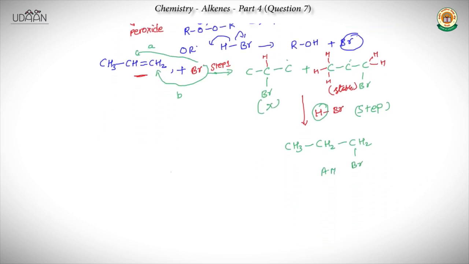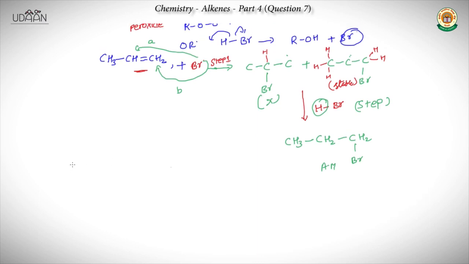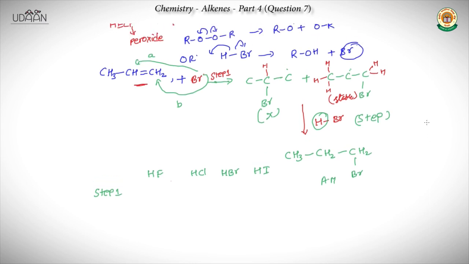Now, let's look into the data for HI, HCl, and other halogens. For step 1, if you take HF, HCl, HBr, HI, what's your step 1? You're going to have a free radical formation. It's feasible in the case of HF, HCl, HBr, but not in the case of HI. This is because I has a very large size and it cannot overlap effectively with small carbon atoms. So this one is not feasible here.